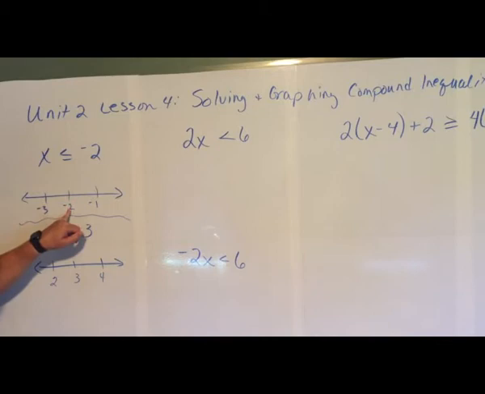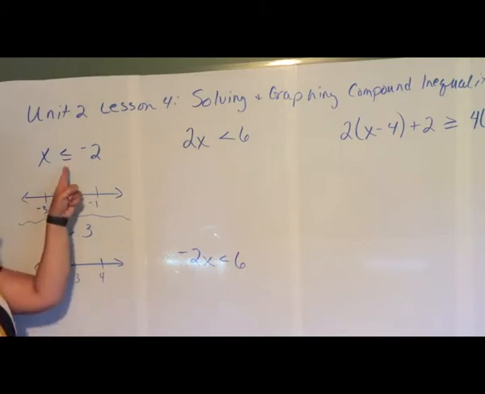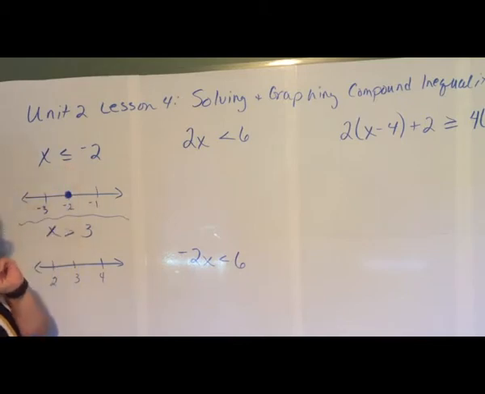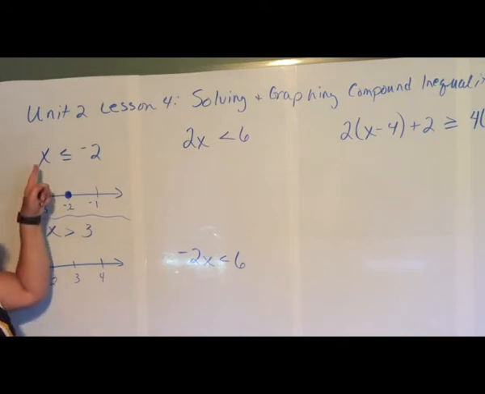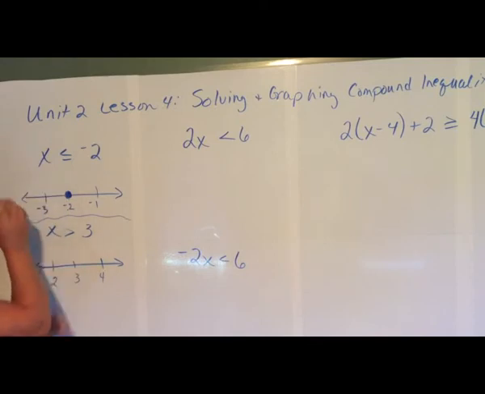So at -2, I'm going to put a solid dot. I make it solid because this is x is less than or equal to. If it were just less than, it would be an open dot there. And then x is less than -2 represents the numbers to the left of -2. So I'm going to shade in the entire rest of the graph to the left of my solid dot.